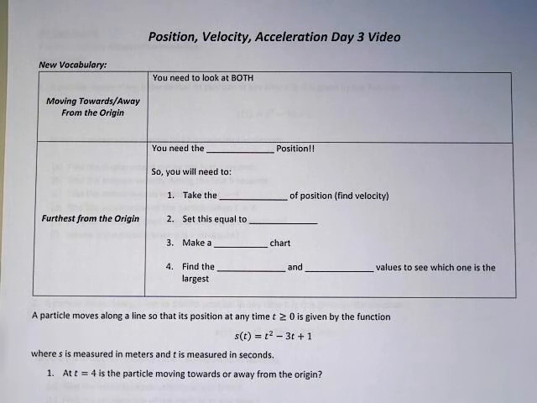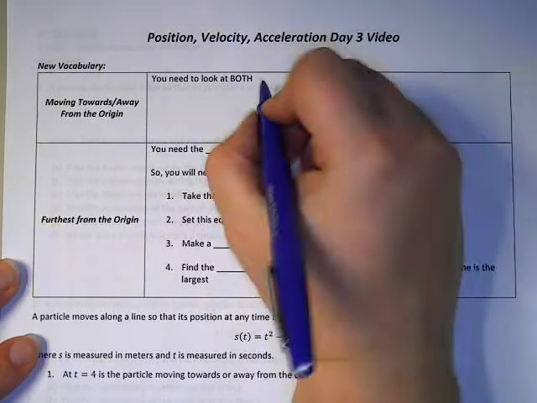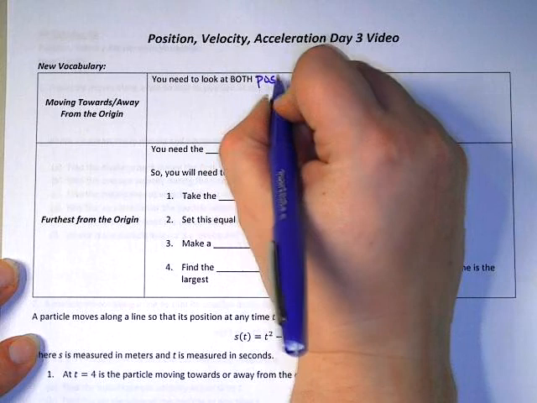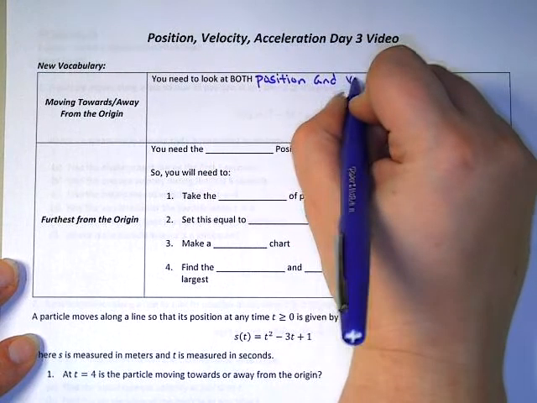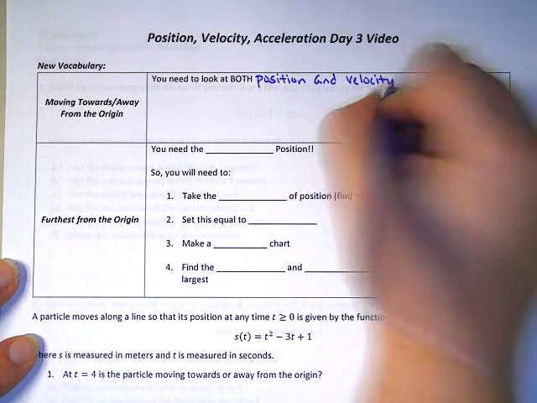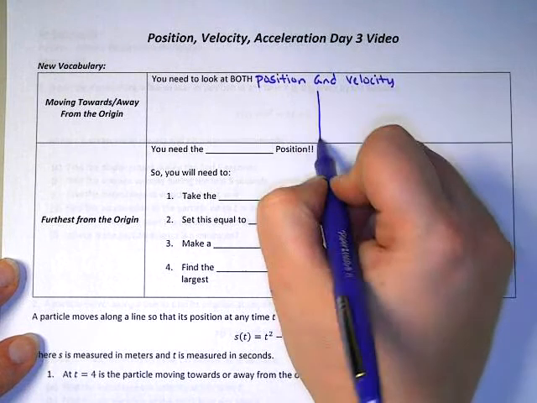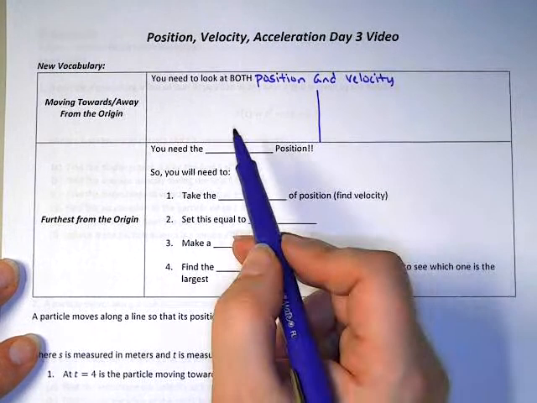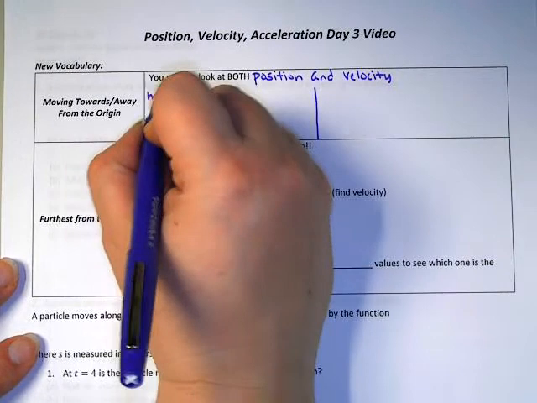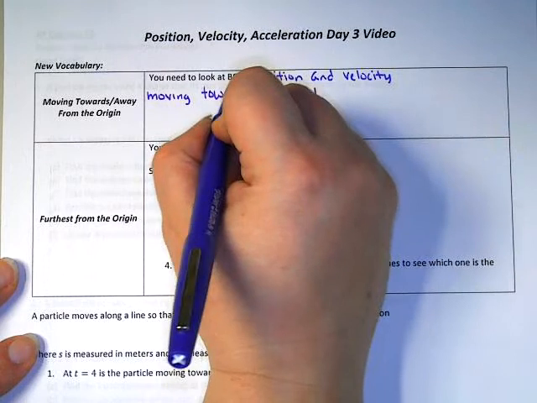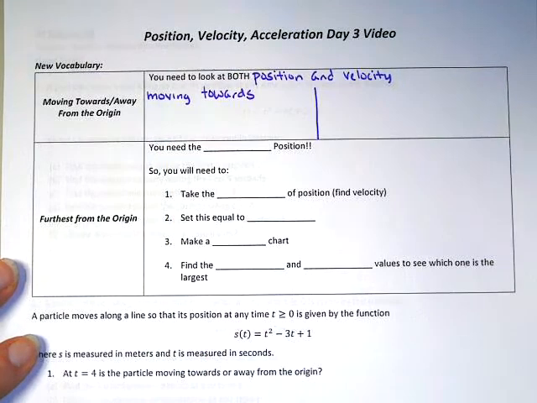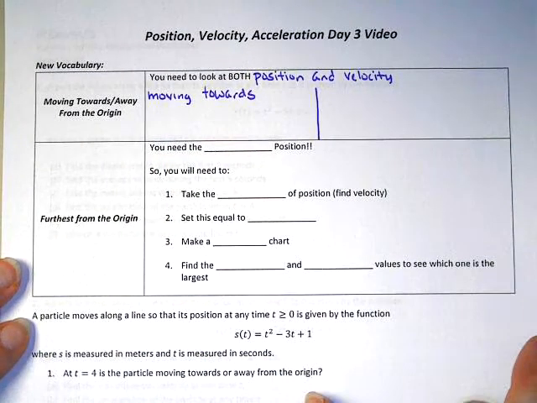So in order to do this, we have to look at both the position and the velocity. So I'm going to go ahead and kind of divide this in half right now, and we're going to first look at when a particle is moving towards the origin. So there are kind of two cases that we have to consider.